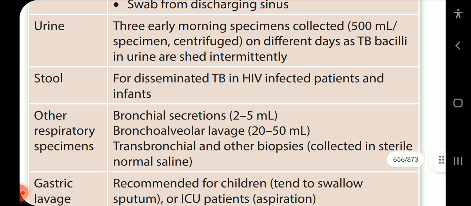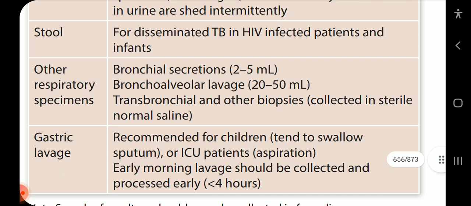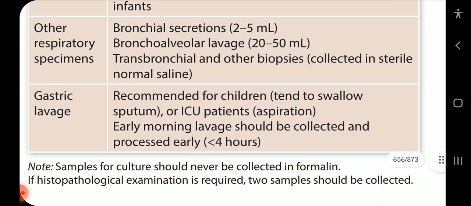Urine: 3 early morning specimens collected, 500 ml per specimen, centrifuged on different days, as TB bacilli in urine are shed intermittently. Stool for disseminated TB in HIV infected patients and infants. Other respiratory specimens: bronchial secretion 2 to 5 ml, bronchoalveolar lavage 20 to 50 ml, and transbronchial and other biopsies collected in sterile normal saline. Gastric lavage recommended for children who swallow sputum or ICU patients for aspiration. Early morning lavage should be collected and processed early, within 4 hours.